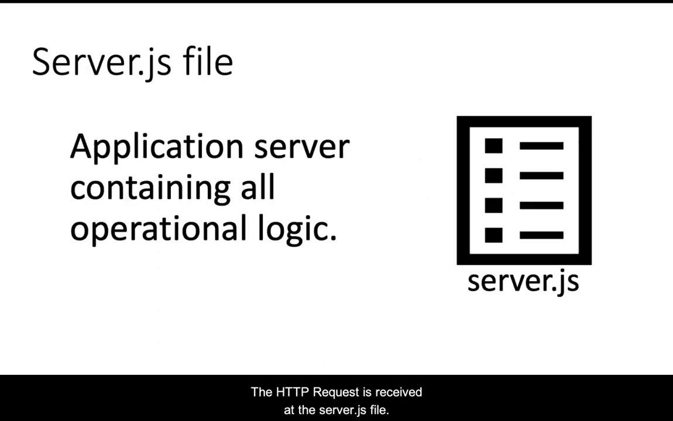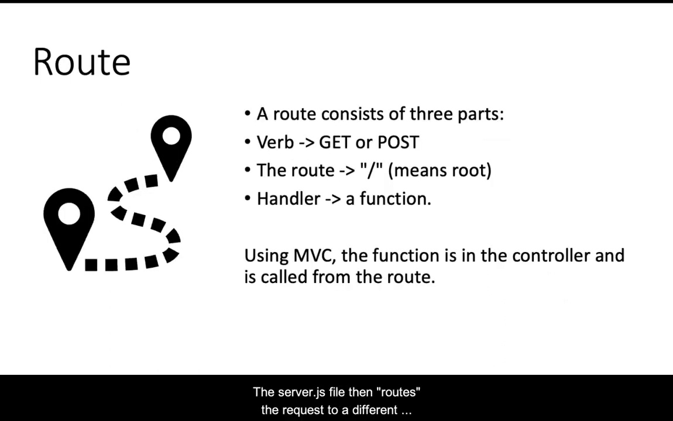The HTTP request is received at the server.js file. This is the default server within the application and contains the primary operational logic of the application. The server.js file then routes the request to a different location in the application to fulfill the request.